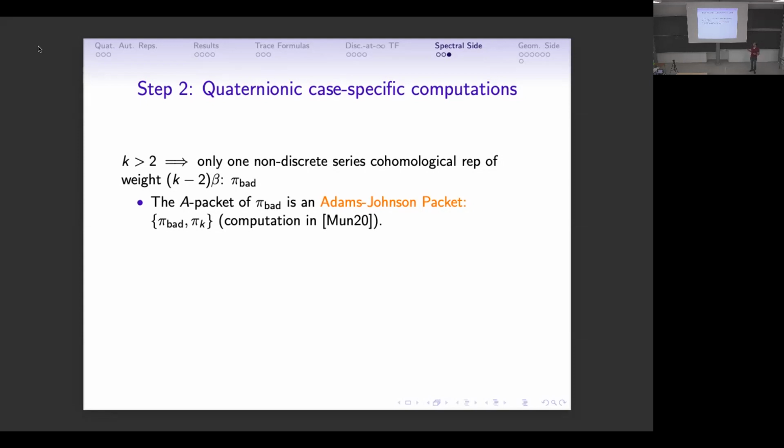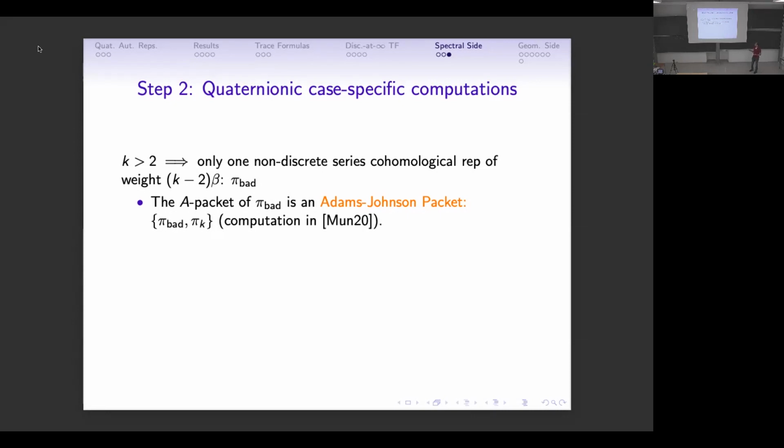Well, Adams-Johnson, the paper that constructed the Adams-Johnson packets, state a way to compute the expansion of pi bad in terms of standard modules in the Grothendieck group. And what we have to do is show that the quaternionic discrete series doesn't appear in that expansion. There's an explicit formula for this, but it's in terms of things called cohomological continuations that are a little bit of work to compute. But actually, Sam Mundy did all this work, and he stated it in a different way for different purposes, but we can just bootstrap off that and avoid having to do this.